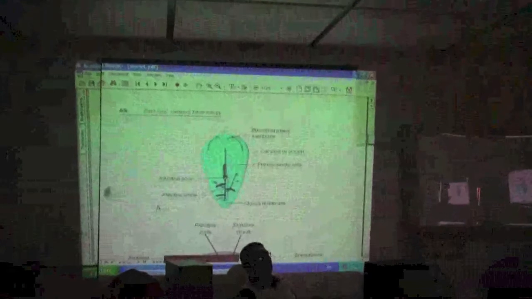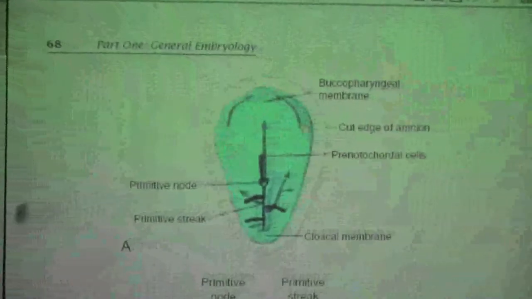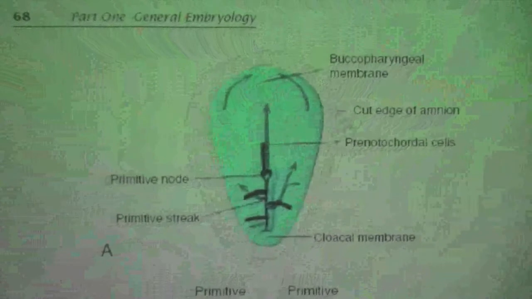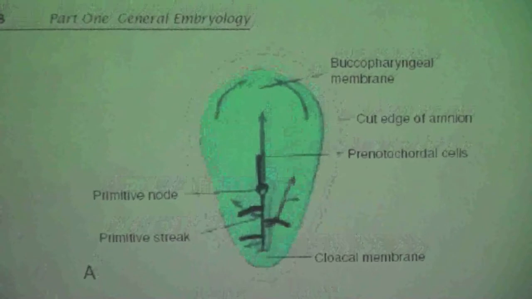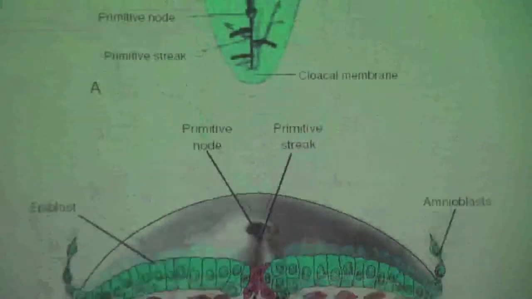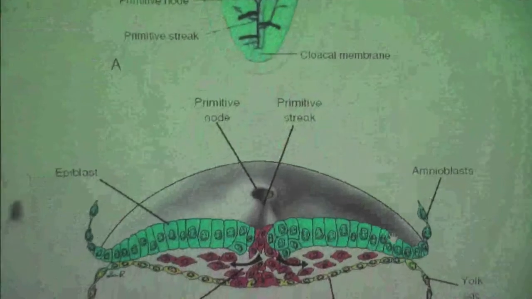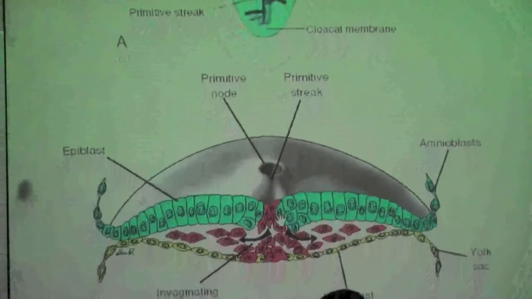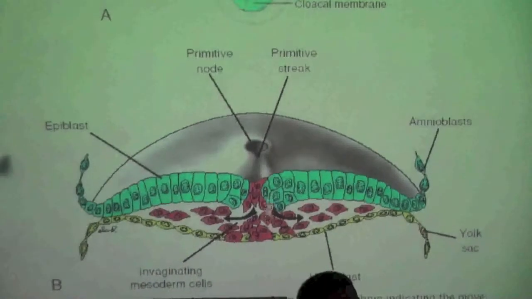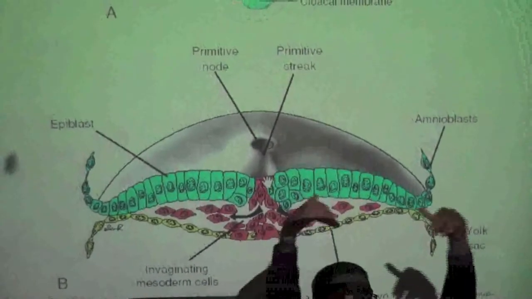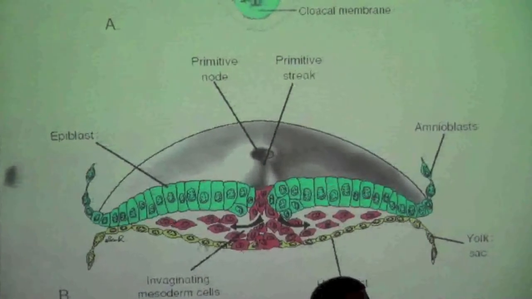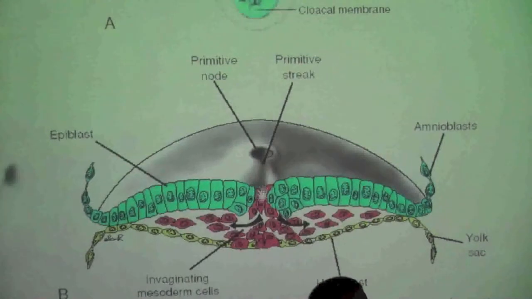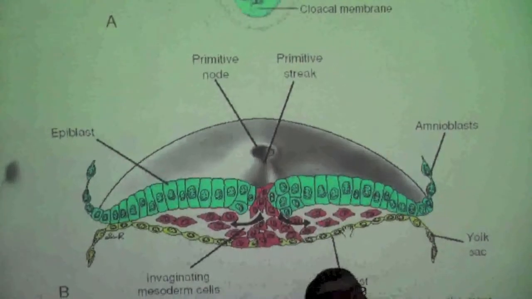Now, what do you see in the next picture? This is the epiblast. The cells of the epiblast are multiplying, and then you can see the cells passing into the primitive groove, the primitive streak. This is the primitive streak here. So the epiblast cells multiply and come into the primitive streak. Now, when they come in the primitive streak, they pass down, and on the lower surface is the hypoblast. So they fall down with such pressure that they remove the hypoblastic cells.